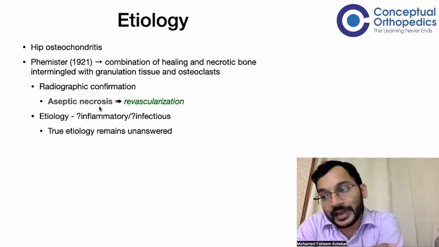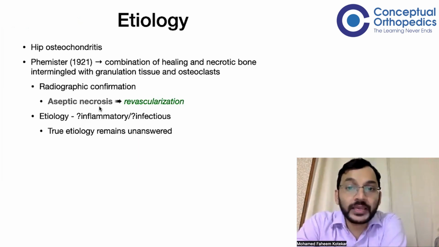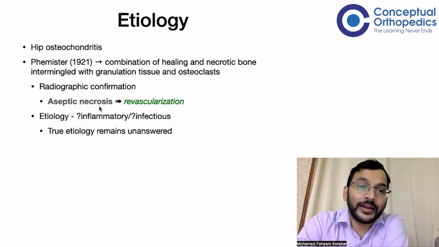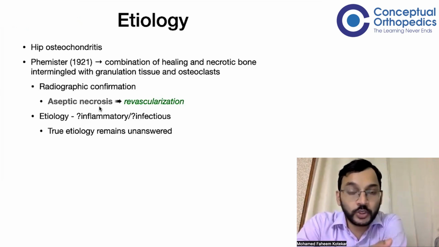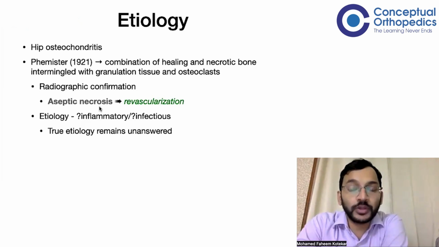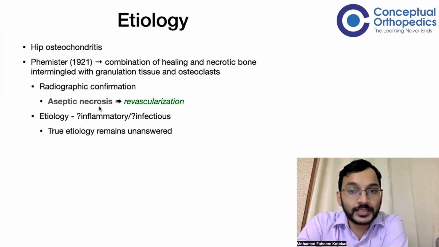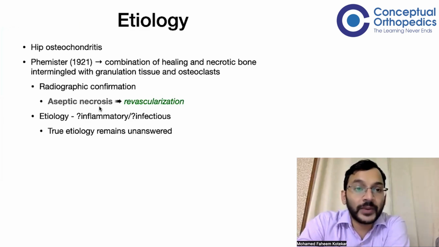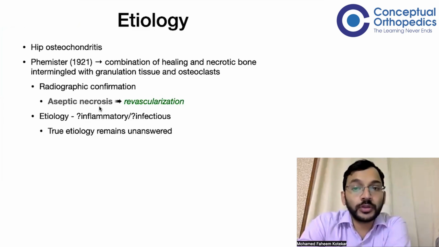And Femister in 1921 found out that there is a combination of healing and necrotic bone intermingled with granulation tissue and osteoclasts. So what does this show us? That there is a combination of both catabolic and anabolic components. That is, both osteoblasts and osteoclasts are present in a soft tissue bed which has both necrotic bone and granulation tissue.